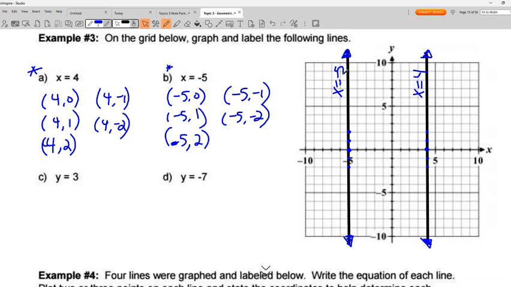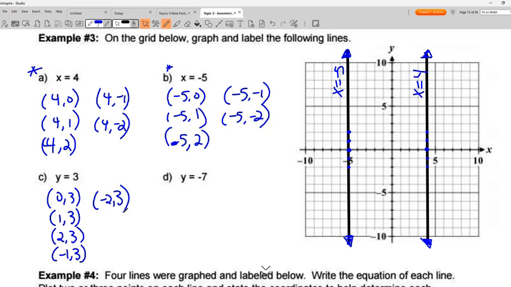What about if it's y equals 3? So this time every y coordinate will be 3. So we could have (0, 3), (1, 3), (2, 3), (-1, 3), (-2, 3). Every y coordinate is a 3.